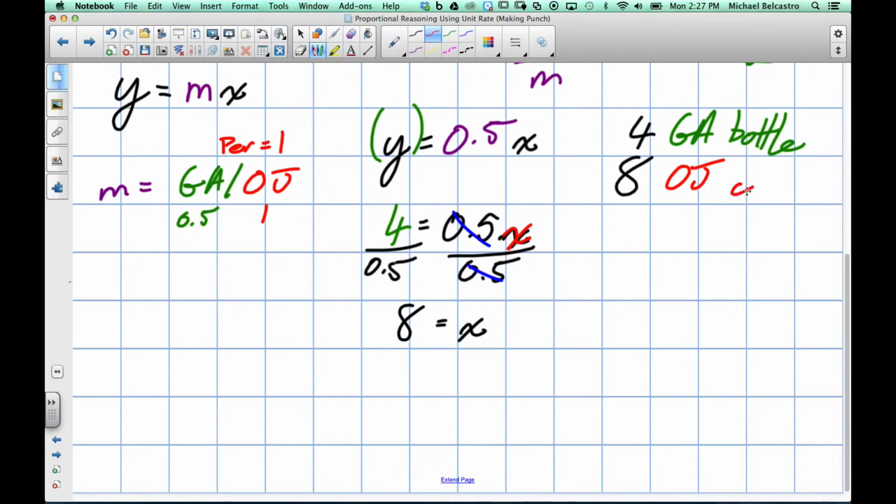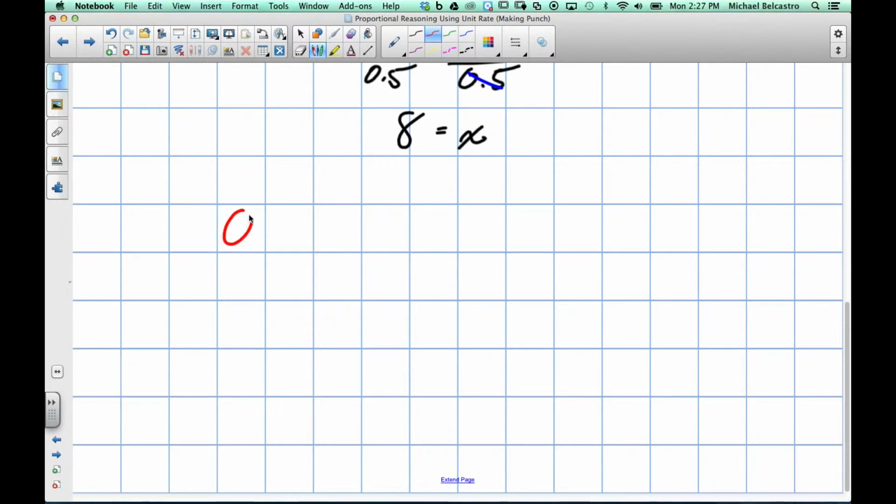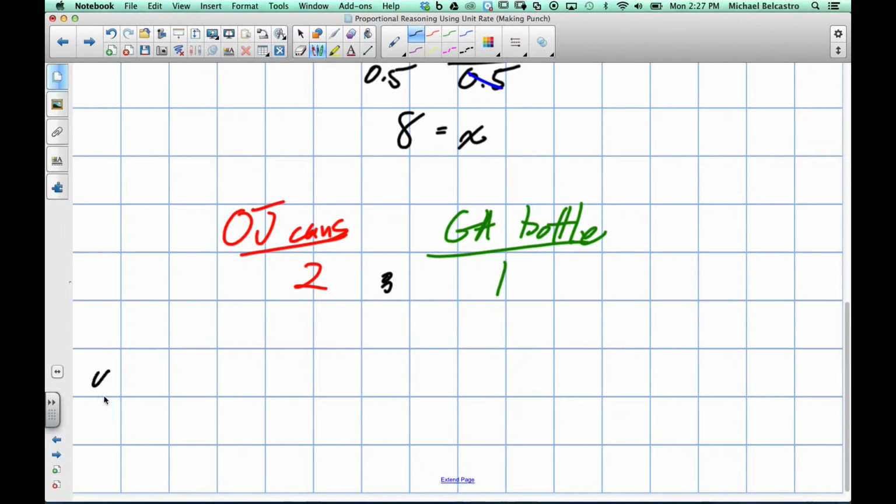So remember I said there was probably an easier way to do this. Let's set that up again. I'm going to set it up a second time. So OJ cans, we needed 2. And ginger ale bottles, we needed 1. Okay? And we knew that it was a directly proportional relationship. Okay, so we're setting up a y equals m times x. Okay? This is direct variation. Okay, we need a rate.